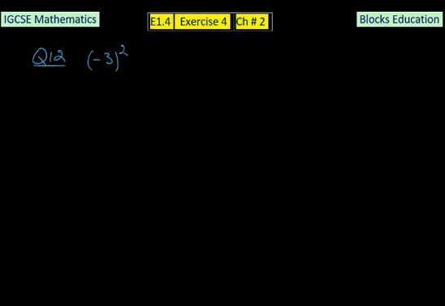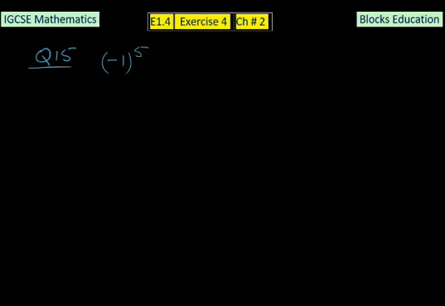The first 11 questions are absolutely the same as the previous exercises from 1 to 3. So let's start with question number 12. Here it says minus 3 raised to power 2. As per our previous understanding, if a minus number has an even power, the answer will be a plus number. And 3 raised to power 2 means you have to multiply 3 twice. So it is 3 into 3 makes 9. So the answer will be a plus 9.